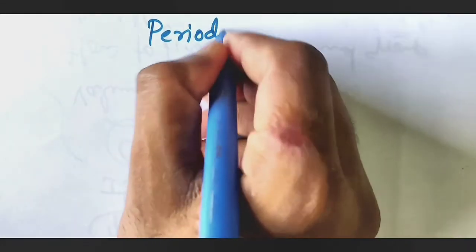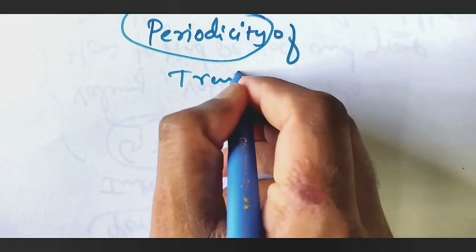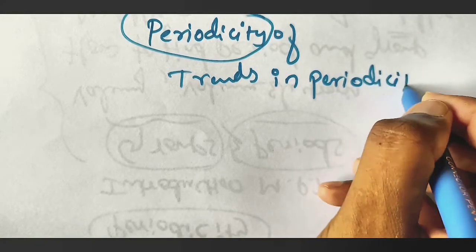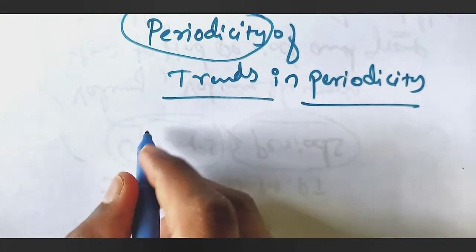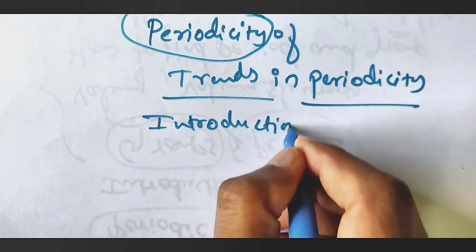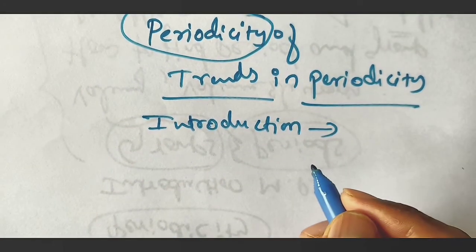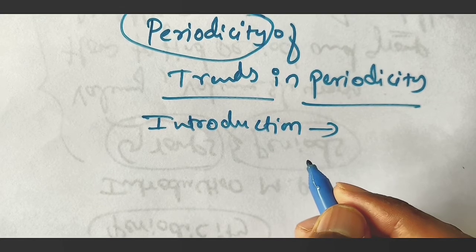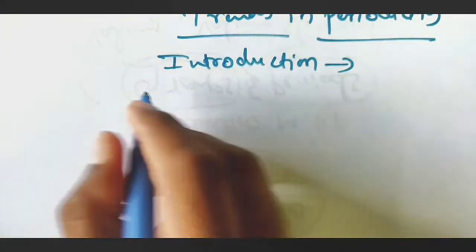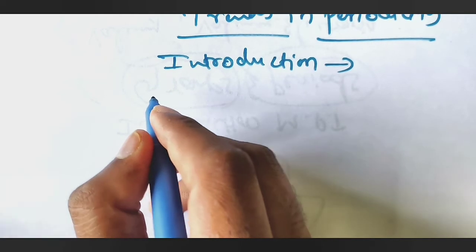So in this class I am going to explain about the periodicity of the modern periodic table. That means trends in periodicity of the modern periodic table. In my previous video I gave the introduction about groups and periods, that means the modern periodic table. So without any delay, we'll start the trends in periodicity of the modern periodic table.